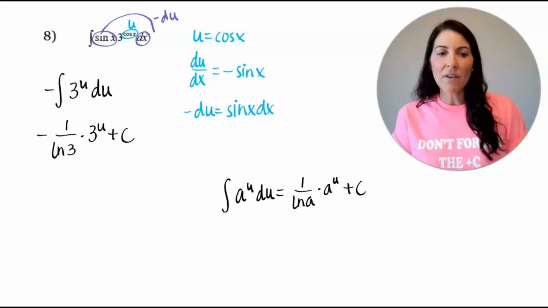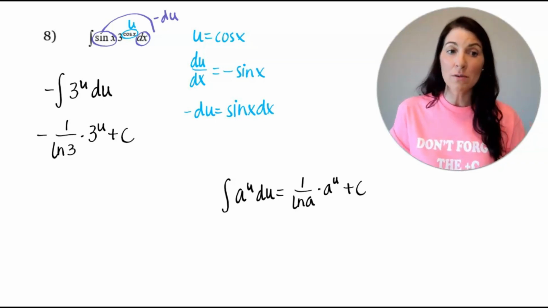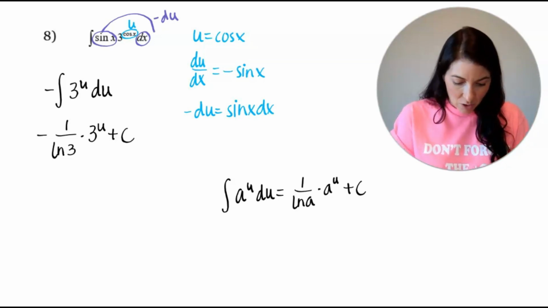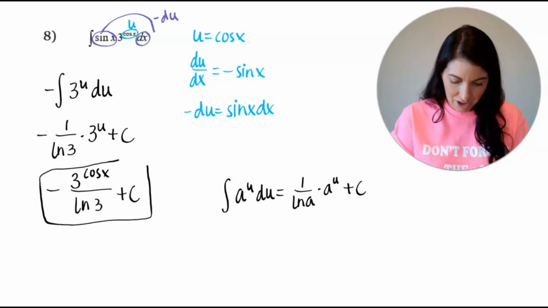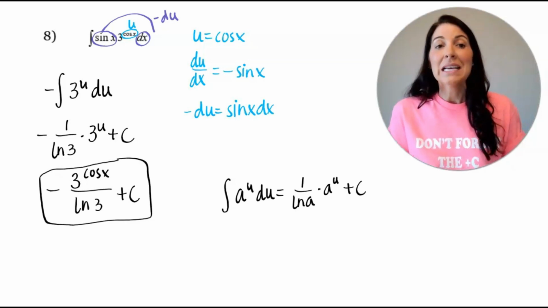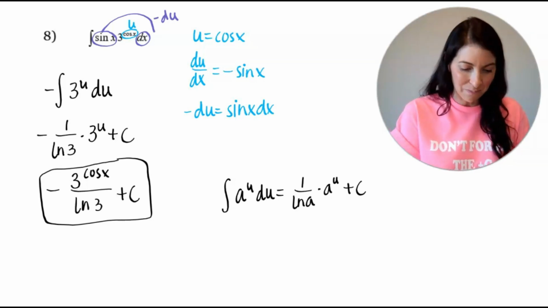And I know you can simplify this in various ways, but we want to make sure to substitute in that u for cosine x at the very least. So we could write it as negative 3 to the power of cosine x over the natural log of 3 plus c. And there is your answer to this integral. So oftentimes, remember, you may make that exponent your u.